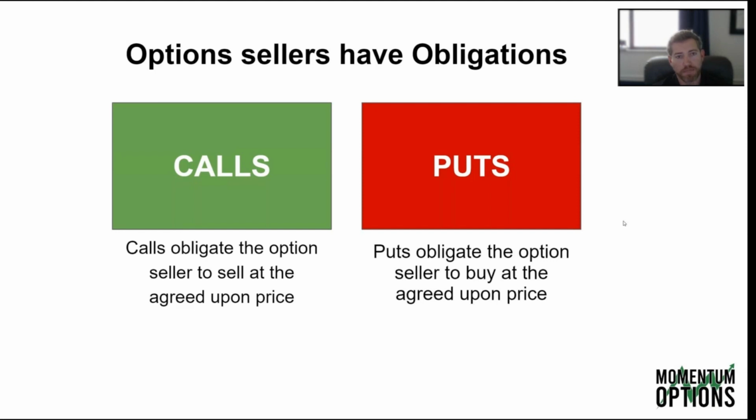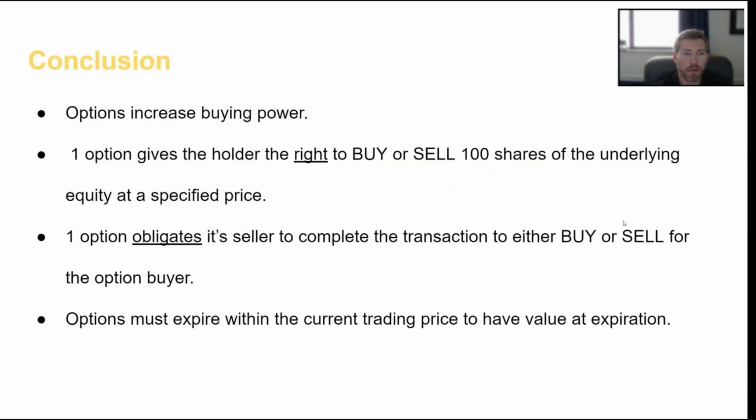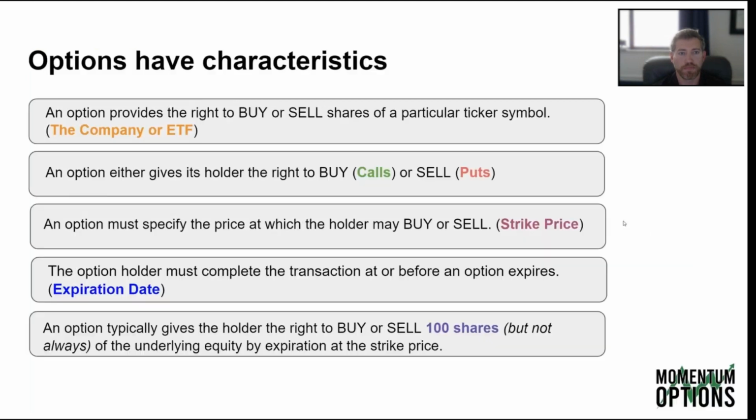Okay, so in conclusion here, options increase your buying power. One option gives you the right to buy or sell 100 shares at a specified price. One option obligates the seller to complete that transaction. Whoever you bought the contract from must fulfill the terms of that contract. That's the deal that they made. And last, options must expire within the current trading price to have value. We want to make sure it's usable and there's a point to using it.